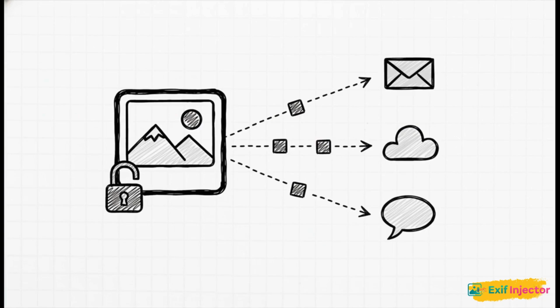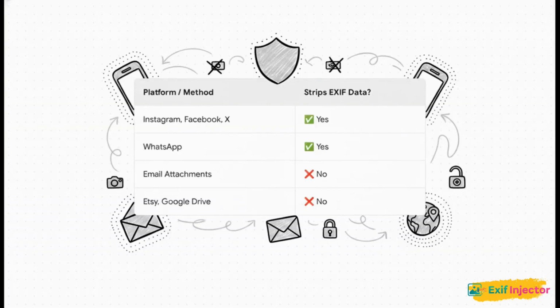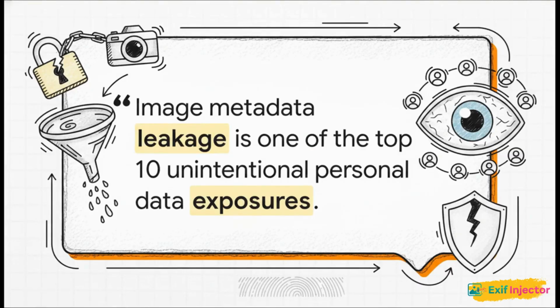Okay, so the biggest risk comes when you actually share your photos. Let's see what happens. Most social media platforms actually strip this data out, but email and marketplaces, they often don't. And this is a perfect example of why security agencies consider this a pretty big privacy issue.